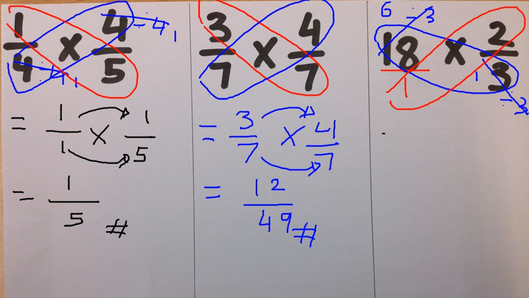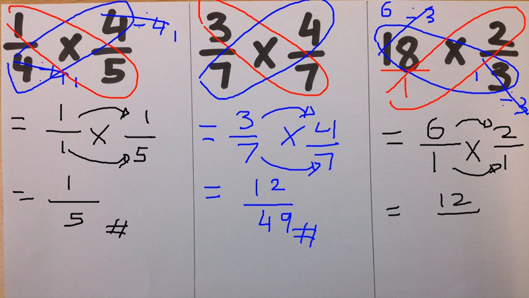Step 2 will be to rewrite. So I have 6 as my new number out of 1 times 2 out of 1. So your next step will be to multiply them. So 6 times 2 will give me 12. 1 times 1 will give me 1. So 12 out of 1 is the same as 12. So this will be your final answer.